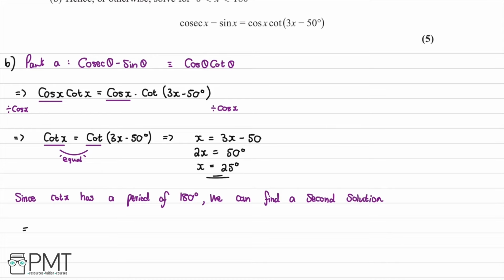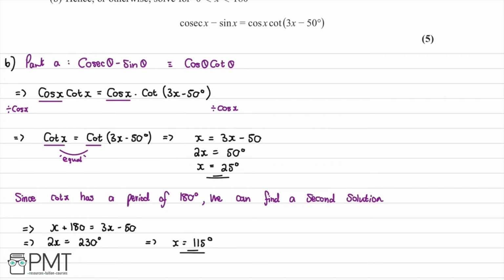So our second solution is going to be found as follows. We have x plus 180 is equal to 3x minus 50. So we just add our 180 here, and that's due to the period being 180. So therefore, what is this going to be? This is going to be 2x is equal to 230. So therefore, x is going to be equal to 115 degrees. So therefore, we found the second solution.